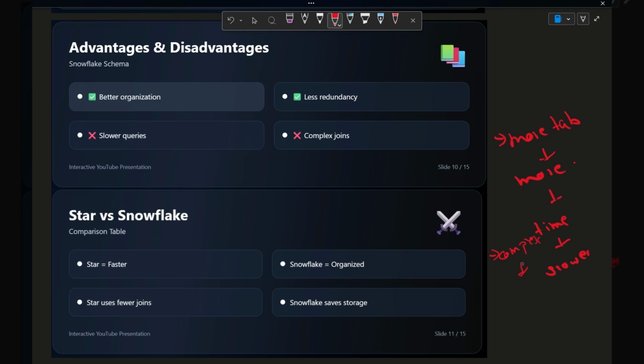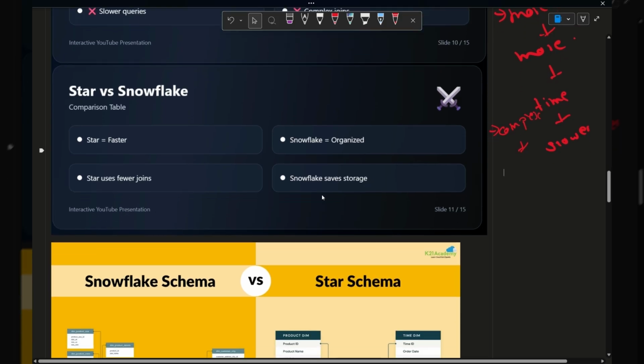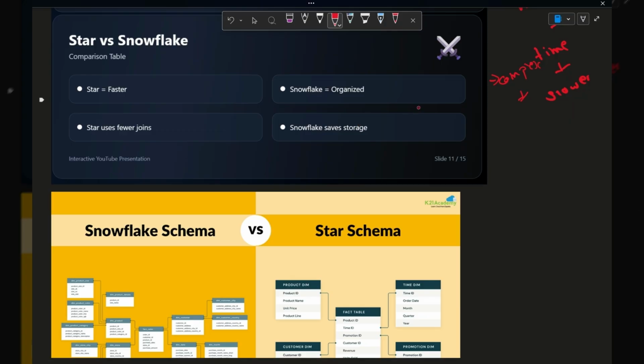So if we compare the star and Snowflake schema, the star schema, as I said, is faster because it has fewer tables and the data is denormalized. And in the Snowflake, it is organized. Star uses fewer joins and Snowflake saves the storage. You might be having a question, since the Snowflake uses more tables. One fact table is connected with a dimension table, and that dimension table is connected with further sub-dimensions. And I have written here, Snowflake saves the storage. And we know that in the star schema, there are fewer tables.